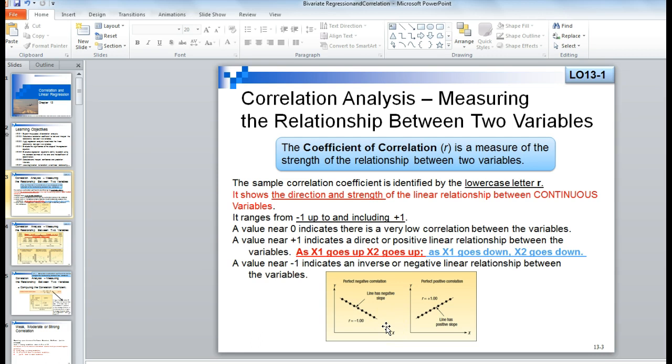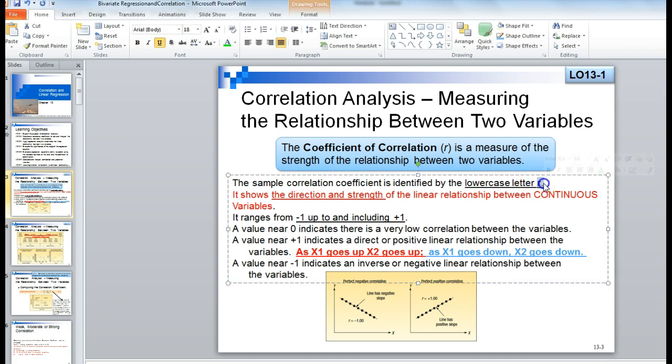There's several things that you need to know about a correlation coefficient. One thing is we use a Pearson correlation coefficient, and it's measured as the lowercase r. That's the sample correlation coefficient. It shows the direction and the strength. So the direction, because it could be either positive or negative, and then the strength, because as it becomes closer to 1 or to -1, it is a stronger relationship. And we only measure it for continuous variables. We can't use categorical variables with correlation. So again, it ranges from -1 to +1.